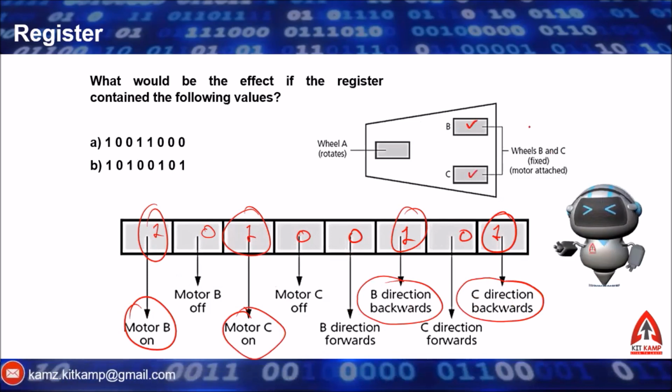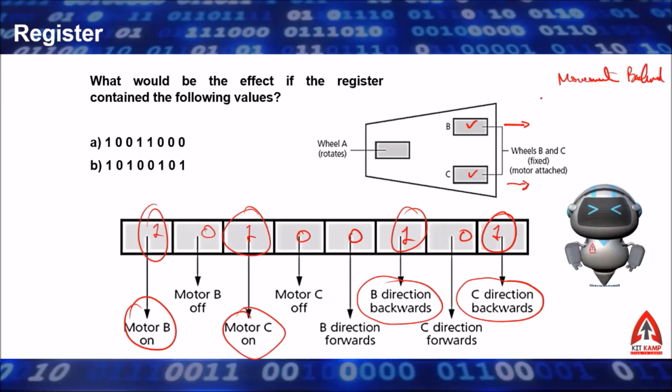So both my motors are on, B is on and C is on. Motor B is backward and motor C is also backward. So according to these instructions, my output result would be backward movement. My vacuum is actually moving backward, right?